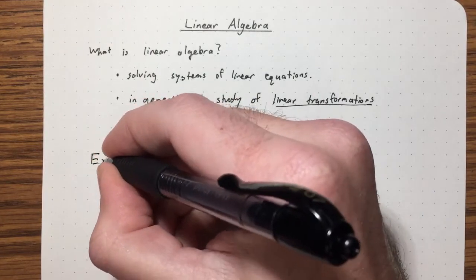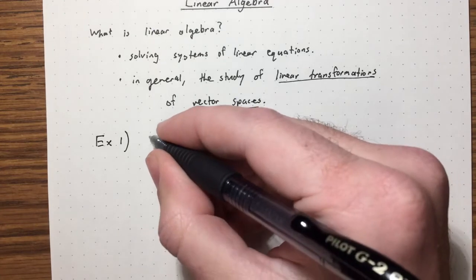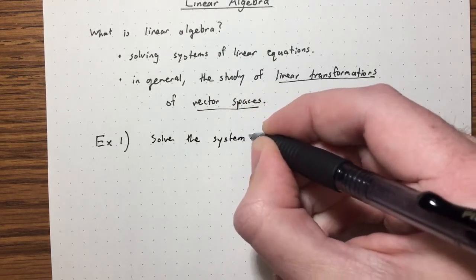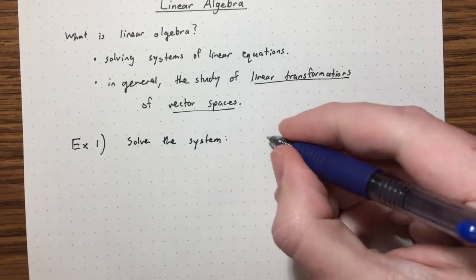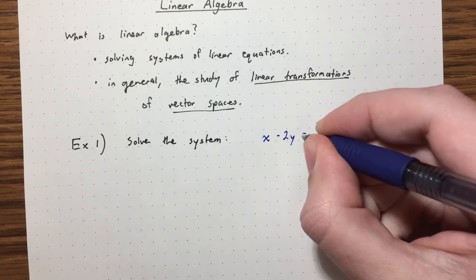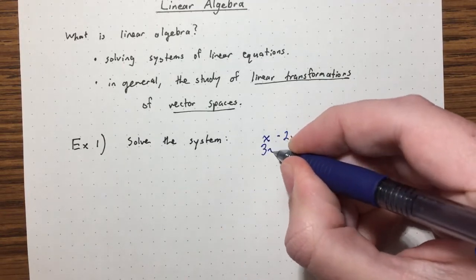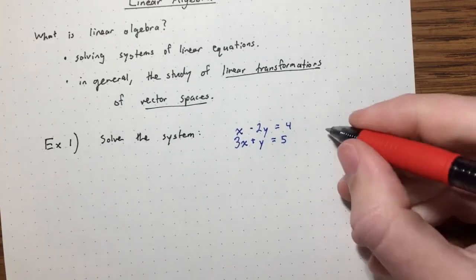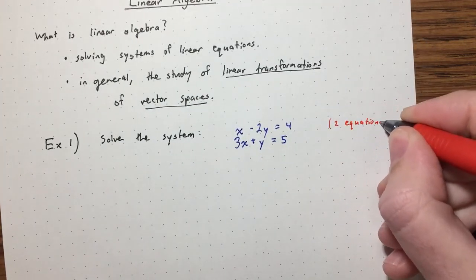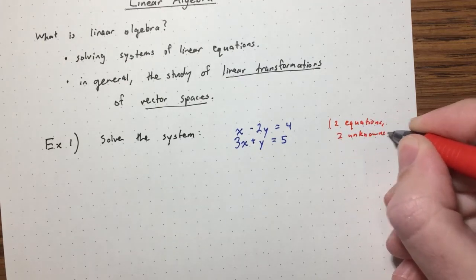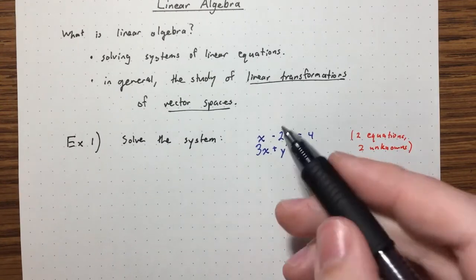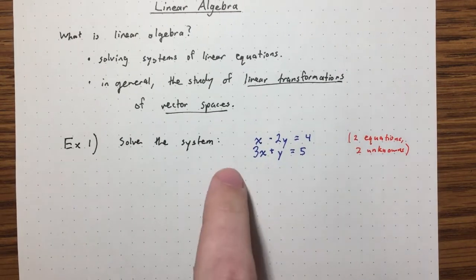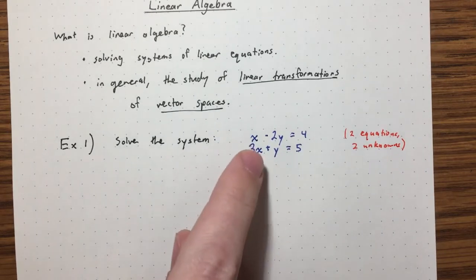So let's do a first example. Let's do a problem that you've probably been doing for quite a while. Let's solve the system of equations. The first equation will be x minus 2y equals 4. So we have two variables. And the second equation will be 3x plus y equals 5. So it's two equations and two unknowns. These are linear equations. There's nothing like an x squared or an x times y. The variables just occur as part of a sum, and we have coefficients that we're multiplying them by, for example this -2.